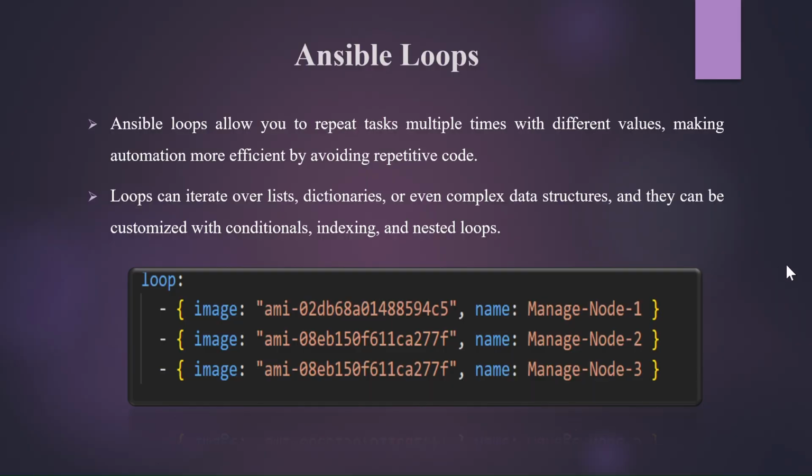So the next concept is Ansible loops. Ansible loops allow you to repeat tasks multiple times with different values, making automation more efficient by avoiding repetitive code. Loops can iterate over lists, dictionaries, or even complex data structures, and they can be customized with conditional indexes and nested loops. So this is how the loops look. Further, I'll show how the loops will work.